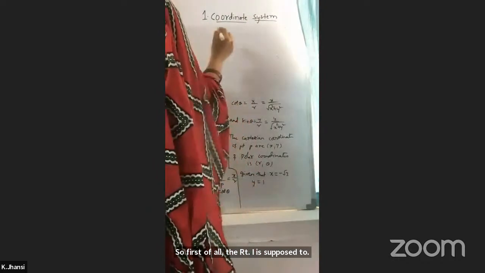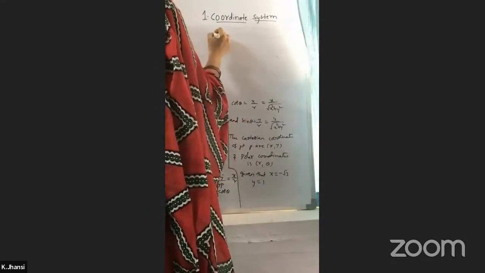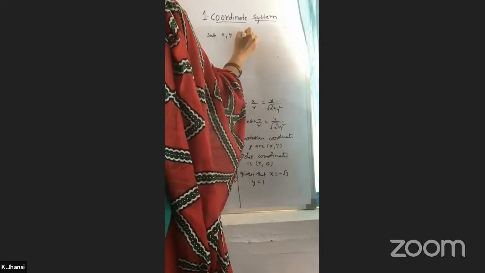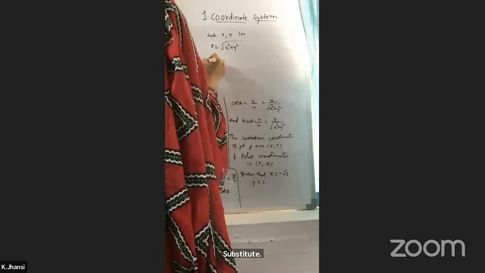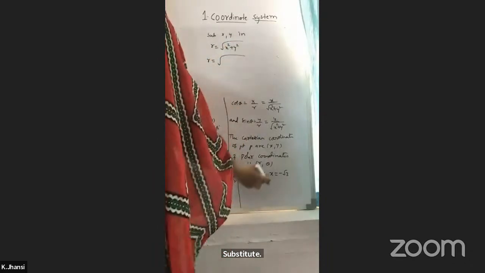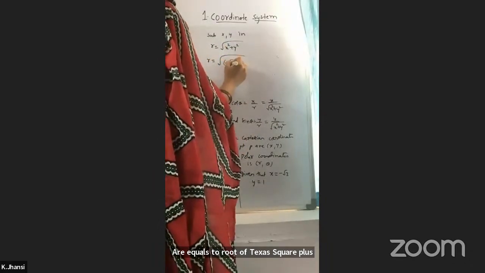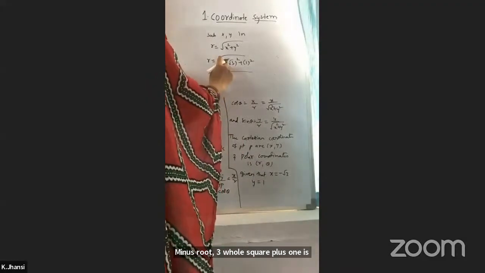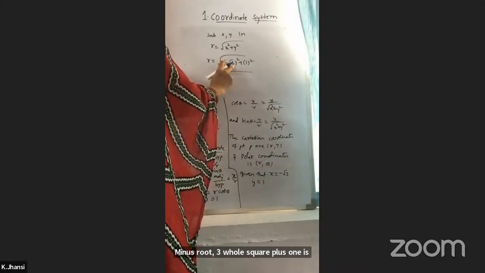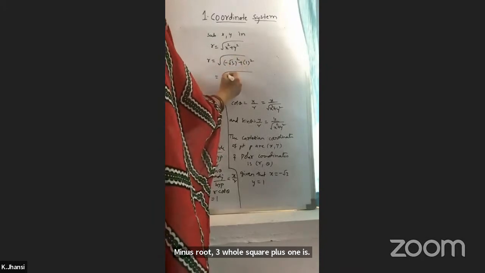So substitute x comma y in r equals root of x square plus y square. So r equals root of minus root 3 whole square plus 1 square. So the minus becomes plus, and the root gets cancelled here. So only 3 remains here plus 1, 3 plus 1 is 4, and root of 4 equals 2. So we got the r value.